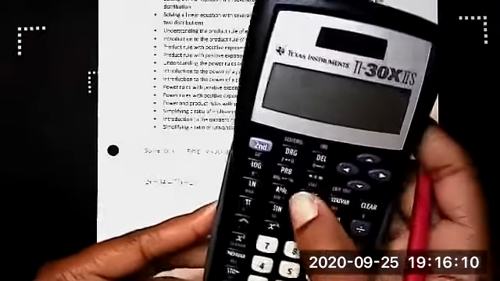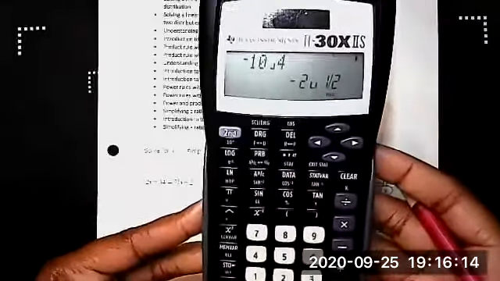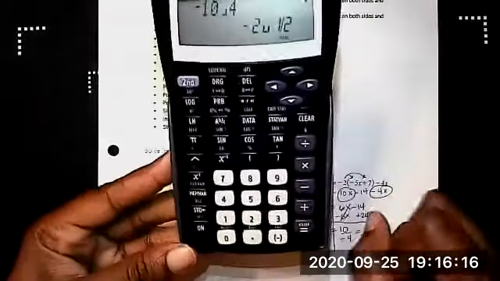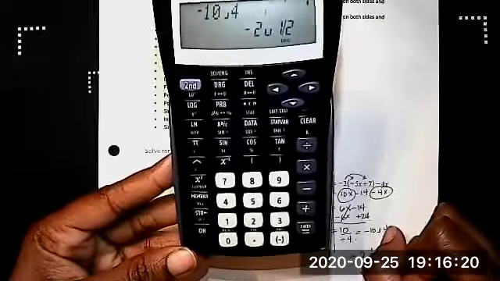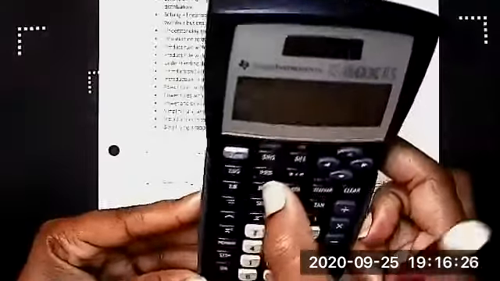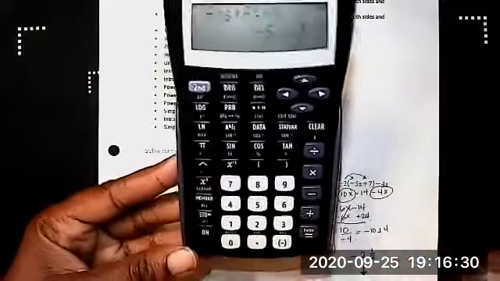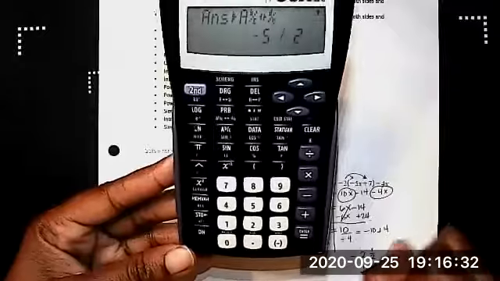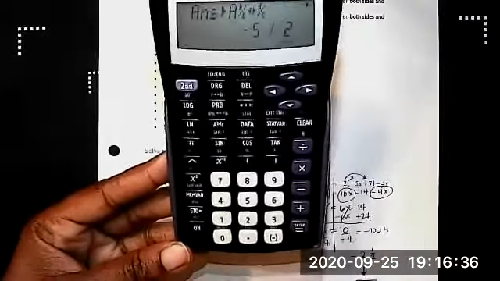Negative 10 divided, and I'm going to push the little a b/c button, by 4, push enter, and my answer is negative 2 1/2. And if you want that as an improper fraction, I'm going to push that second button and then push the little a b/c again. It looks weird, but once you push enter, it'll give you negative 5/2, and that is your answer as an improper fraction. Okay.